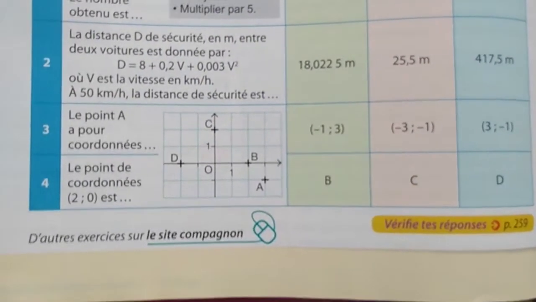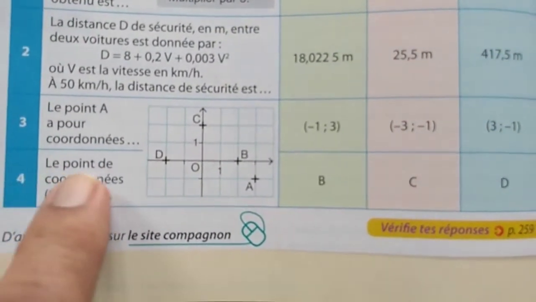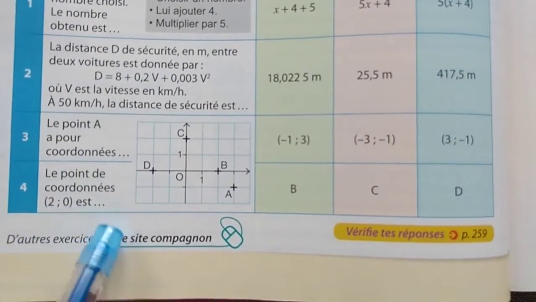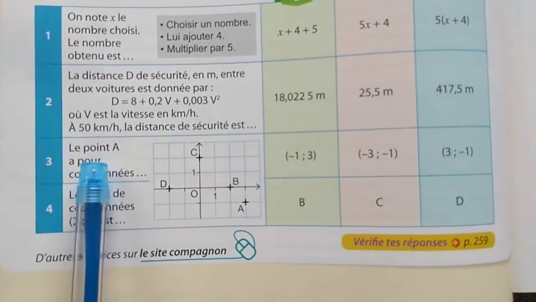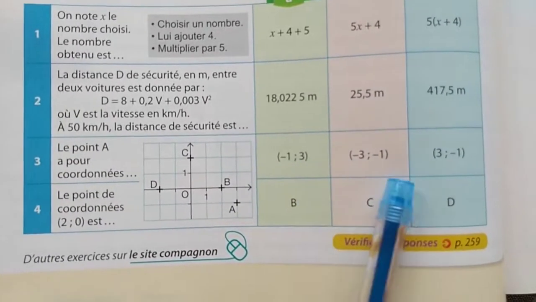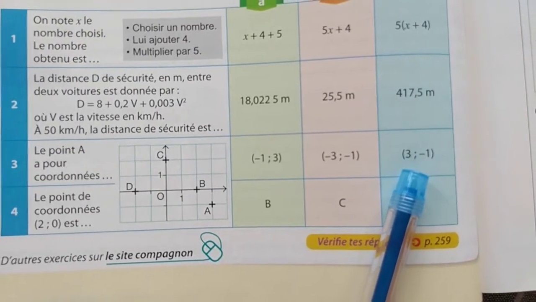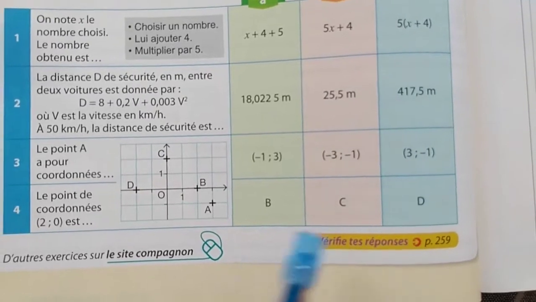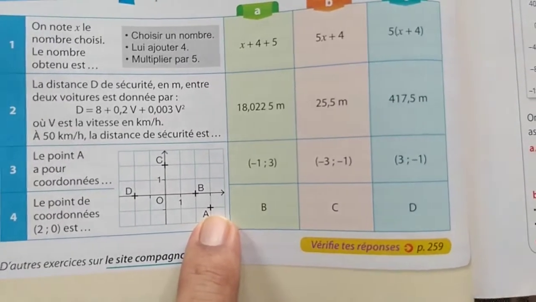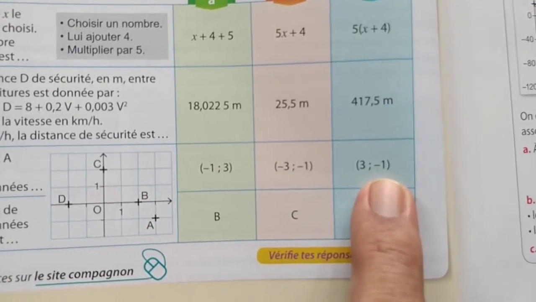Okay, to conclude this video, we will have a look at numbers 3 and 4 on this same page. So here they're just making sure you know how to read coordinates. This is so simple. We're going to go through this very fast. So le point A a pour coordonnées, this is point A. What are its coordinates? -1, 3, -3, -1, or 3, -1. 3 for x and -1 for y. So what is it? We can see that the x value is 3 and the y value is -1. So this is the correct answer.